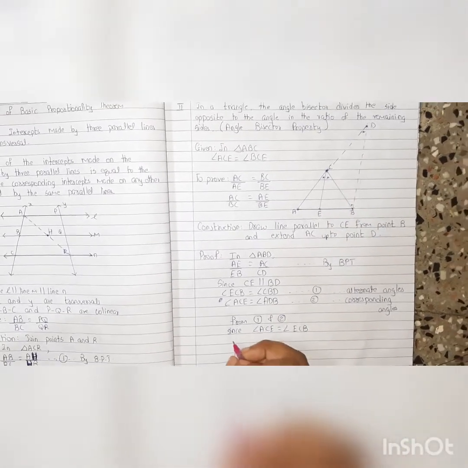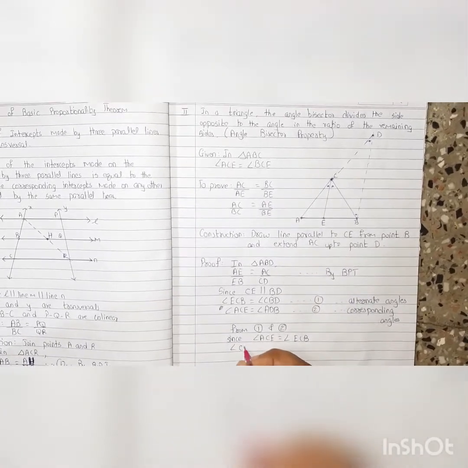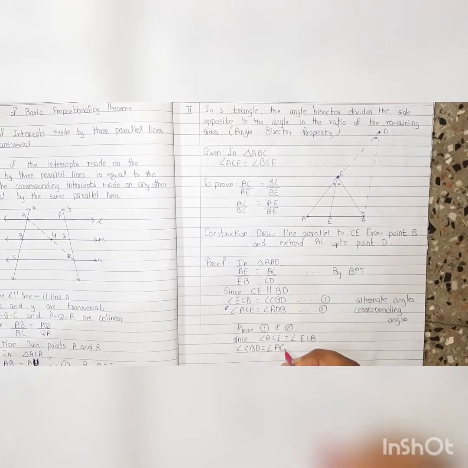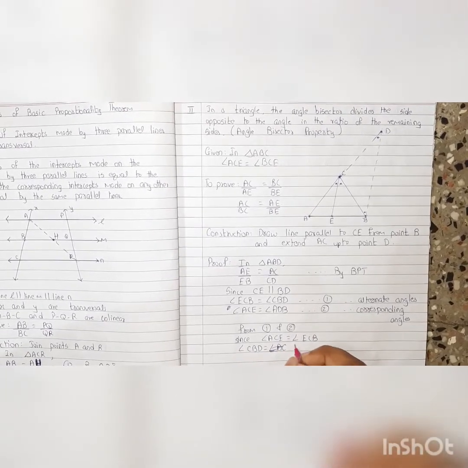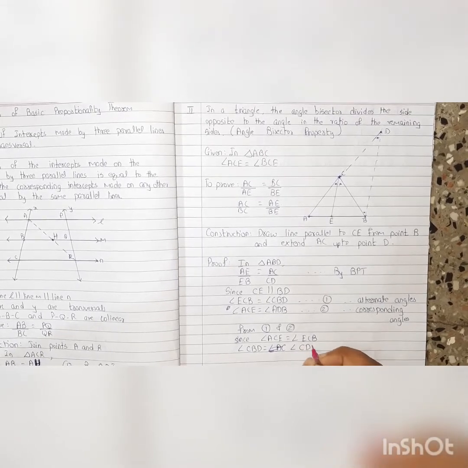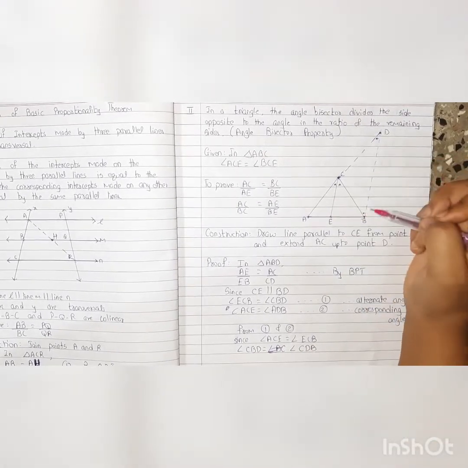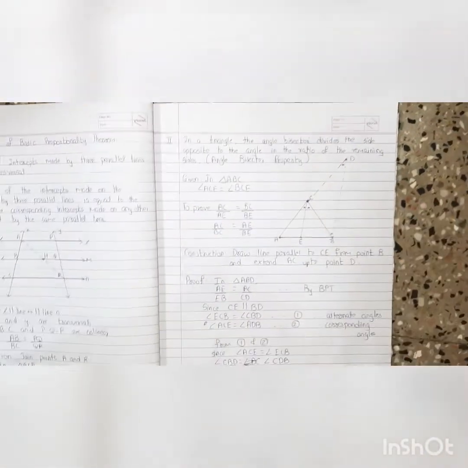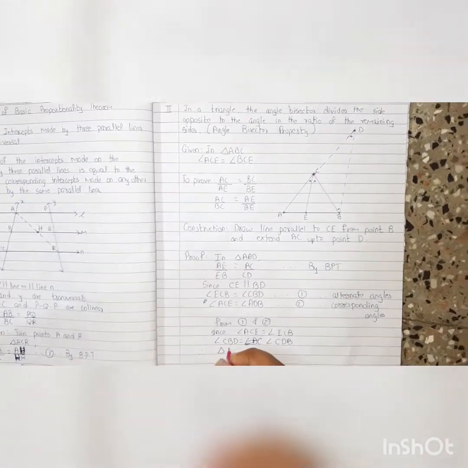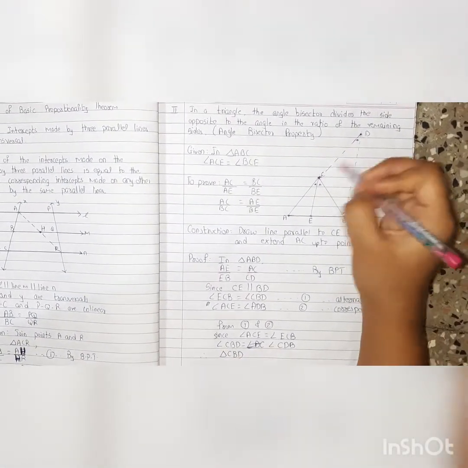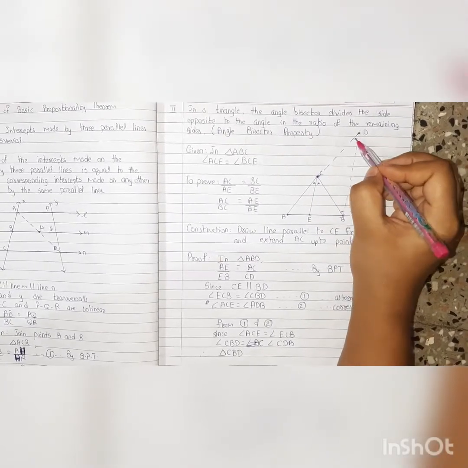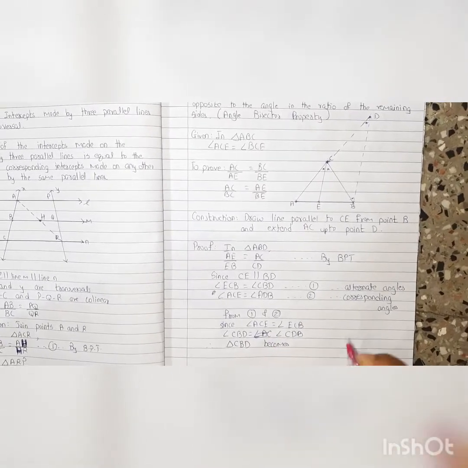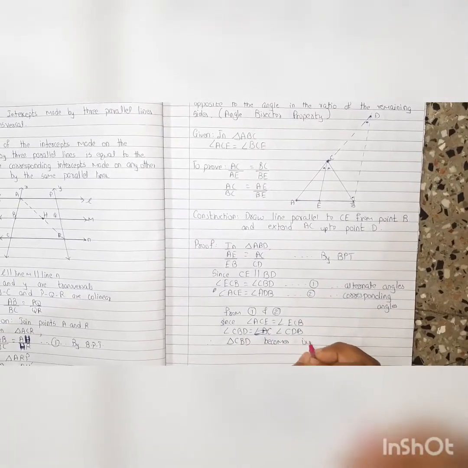So ultimately we get that angle CBD is equal to angle CDB. That is nothing but angle ADB is also angle CDB. So we have got these two angles. Now therefore our triangle CBD becomes an isosceles triangle because these two angles are equal. Therefore, triangle CBD is an isosceles triangle.